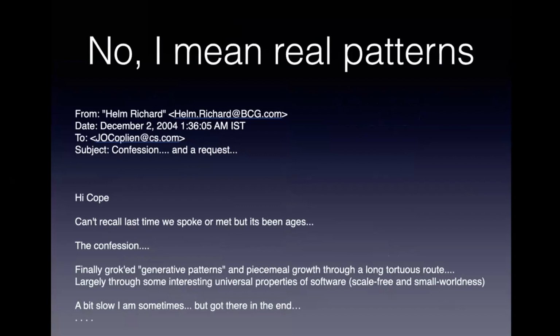And finally, I got this mail from Richard Helm, one of the Gang of Four, in 2004. This is after the book was out a few years. The email is entitled A Confession and a Request. He says, "Hi, Cope. I can't recall the last time we spoke or met. The confession: I finally grokked," and grok means to understand deeply, "generative patterns and piecemeal growth, through a long, tortuous route, largely through some interesting universal properties of software, scale-free and small worldness. I bet slow I am sometimes, but got there in the end."